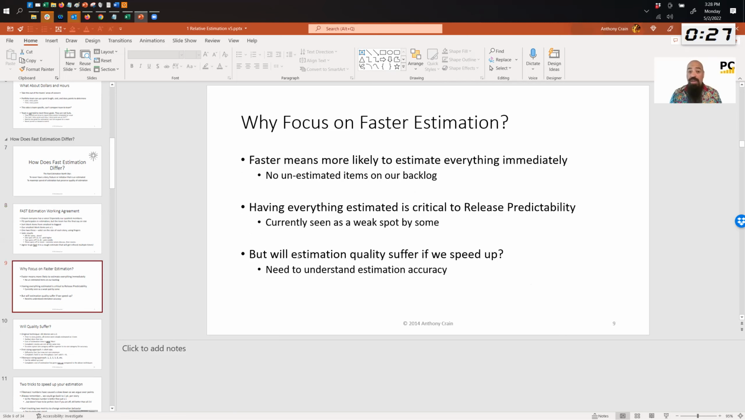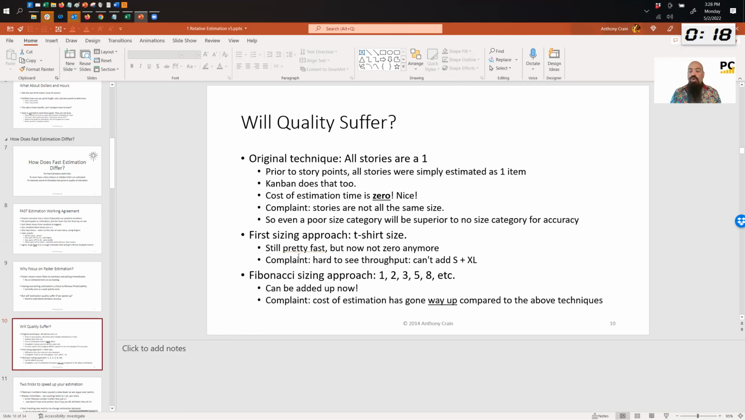All right, moving forward then. Why do we focus on faster estimation? Because this way, everything gets estimated. And we're not looking for exactness, we're looking for estimates. Will quality suffer? No, it has not been shown to suffer. What we found is that the sprint say-do ratio has been the same whether we use fast estimation or planning poker.